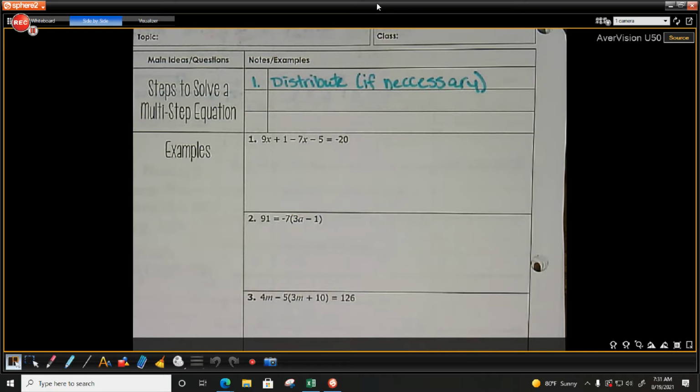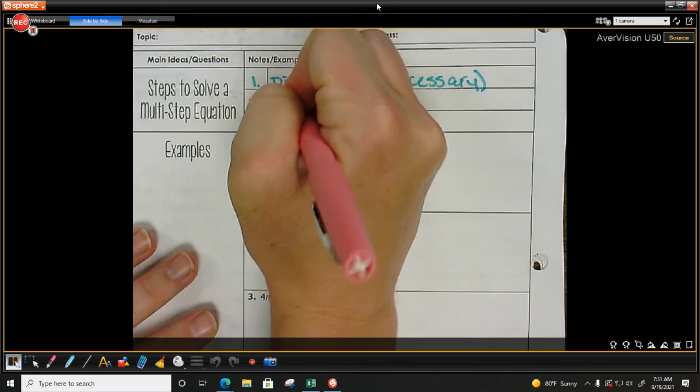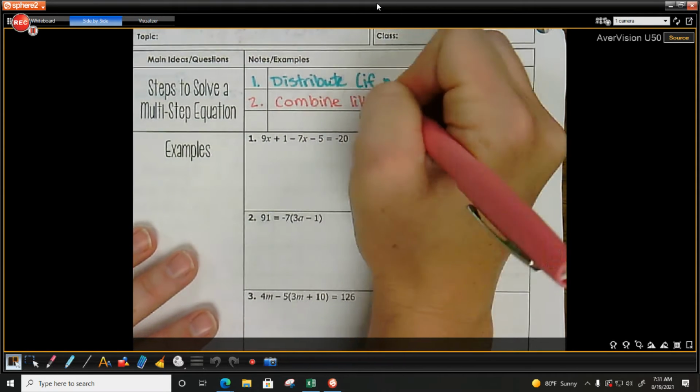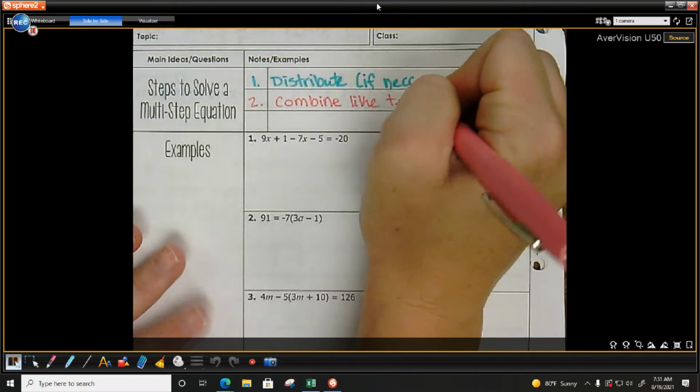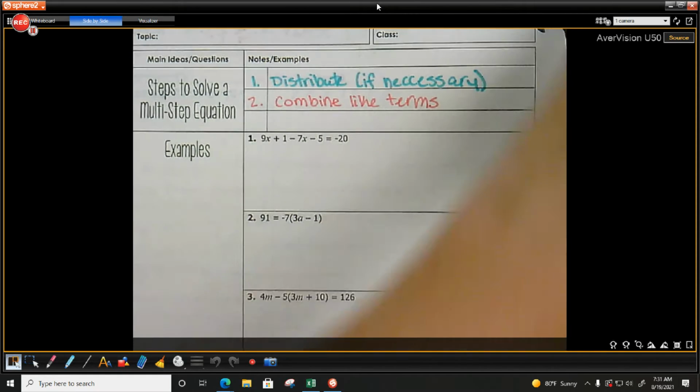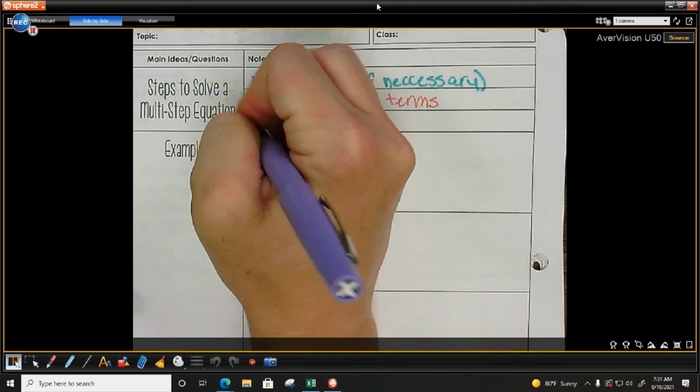Distribute if necessary. How do you know if you need to distribute, guys? We're on page 8. Sorry, guys. Page 8. How do you know if you need to distribute? Yes, sir? If there's parentheses. If you have parentheses, you're distributing. Very good. Once you distribute, then you combine like terms. So those are our 2 new steps. Step 3 then is just going to be to solve like we did yesterday.